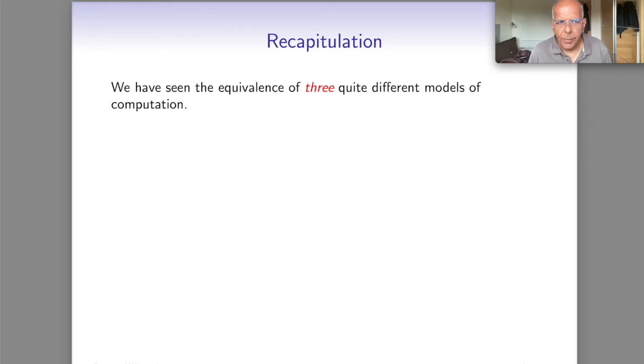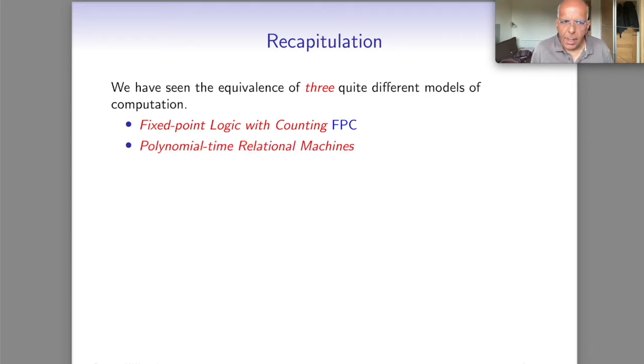we have achieved. So we've seen 3 quite different models of computation, which give rise to, in some sense, the same class of problems. One is fixed point logic with counting, which we call FPC. Second was polynomial time relational machines, which we looked at a bit briefly in the lectures. And the third was P-uniform symmetric circuits, I should say, with threshold gates.